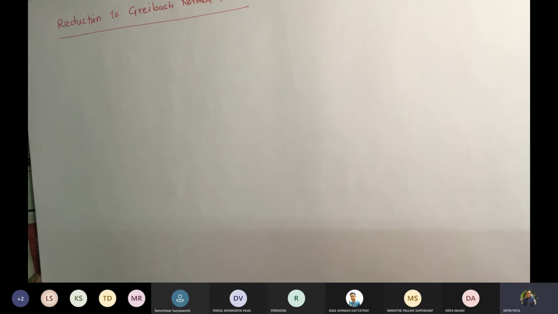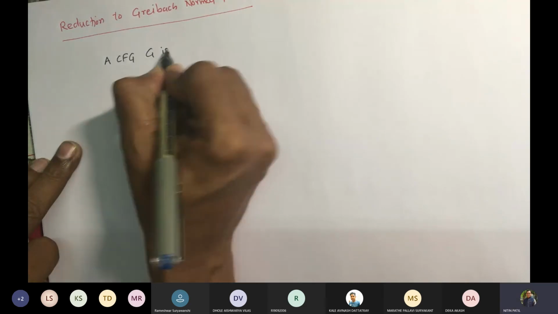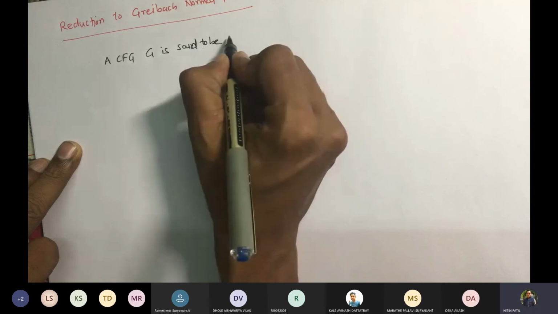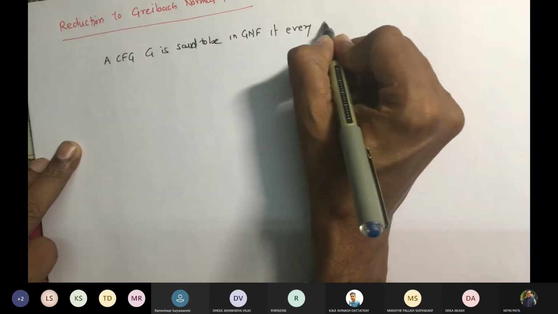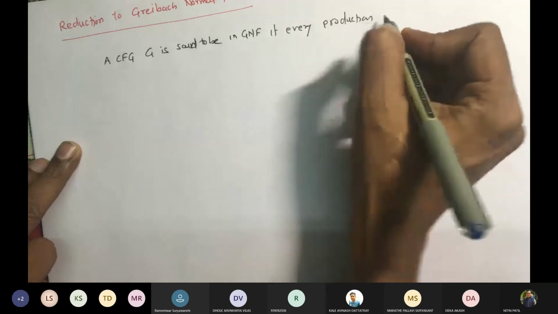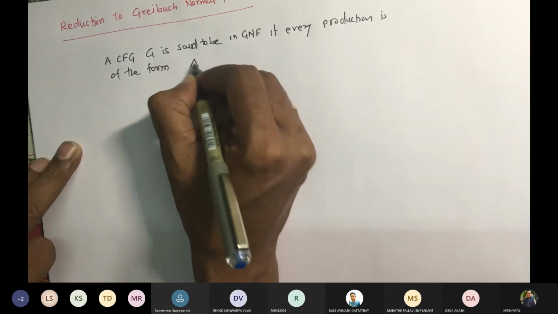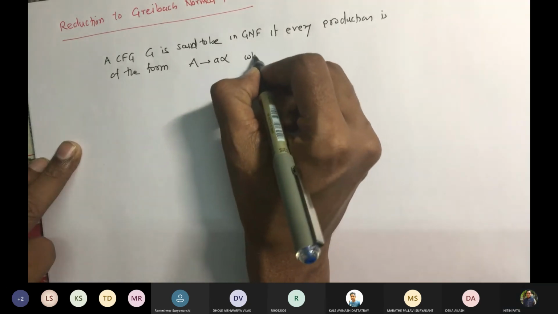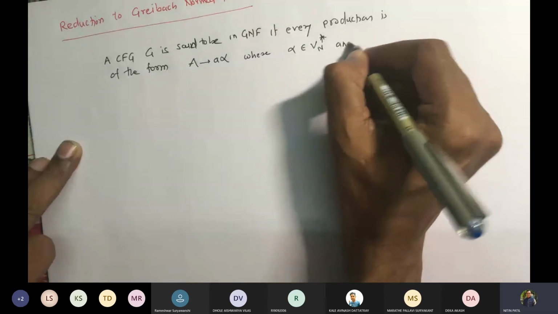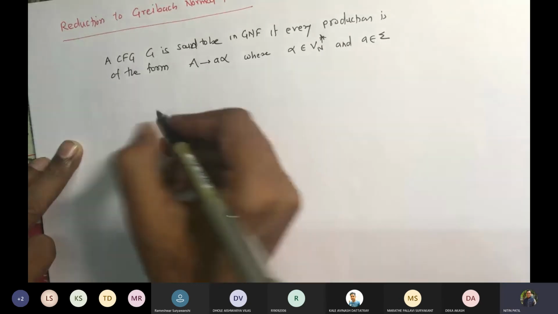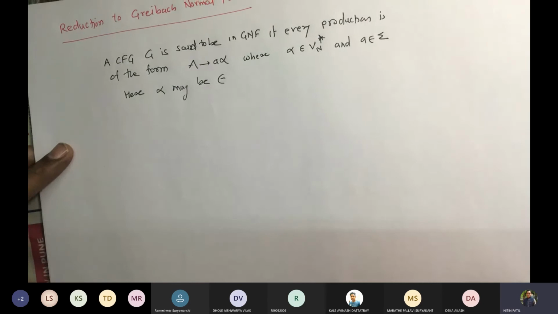If we have to define GNF, we say a CFG G is said to be in GNF if every production is of the form A gives a alpha, where alpha belongs to Vn star and a belongs to sigma. Here alpha may be epsilon.